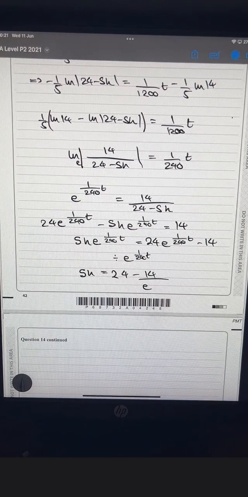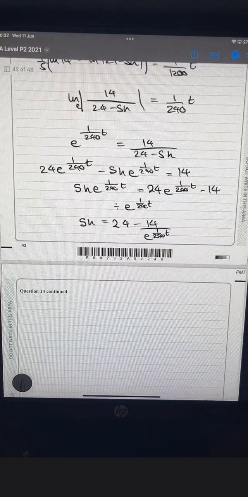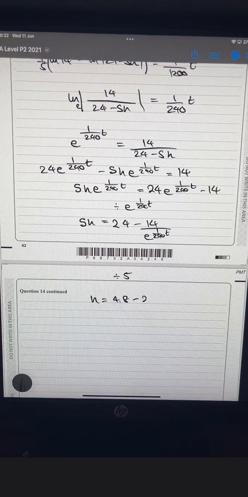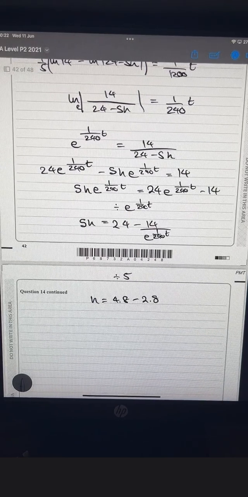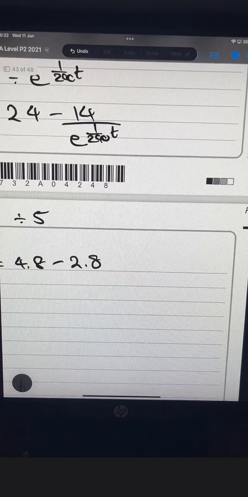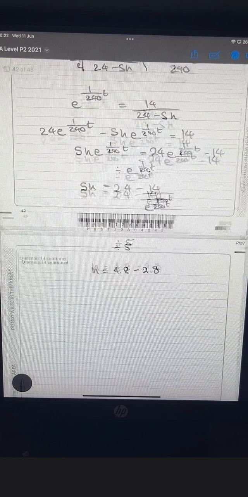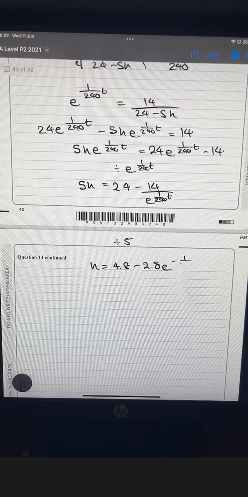Now I want to get rid of that 5. So again, I just do the inverse of it. So it's multiply, so I divide. So therefore, h is going to be equal to 4.8 minus, so that's 24 divided by 5. Now I'm doing 14 divided by 5, which is 2.8. And because I have the e on the denominator, how am I going to get this to the numerator? Well, I just put that to a negative power and bring it up, right? That's e to the minus 1 over 240t, right? And this is my answer, all right?